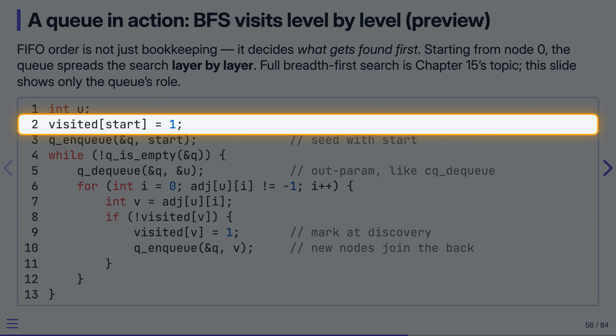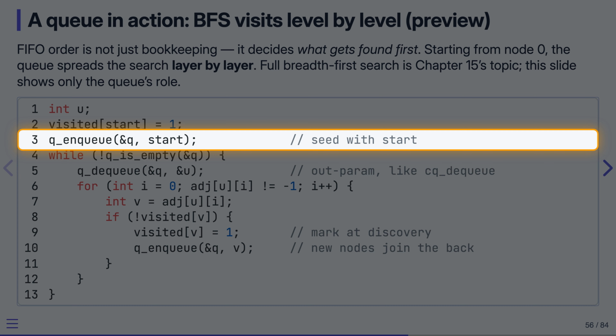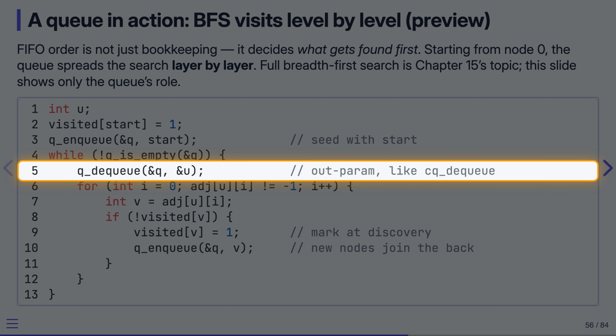We start by marking the start node as visited, so we never process it twice. Then we seed the queue. We enqueue the start node, so the queue has 1 node to begin with. Each pass, we dequeue the front node into U, using the same outparameter form as CQDQ. Because it is FIFO, U is always the oldest node we have discovered.